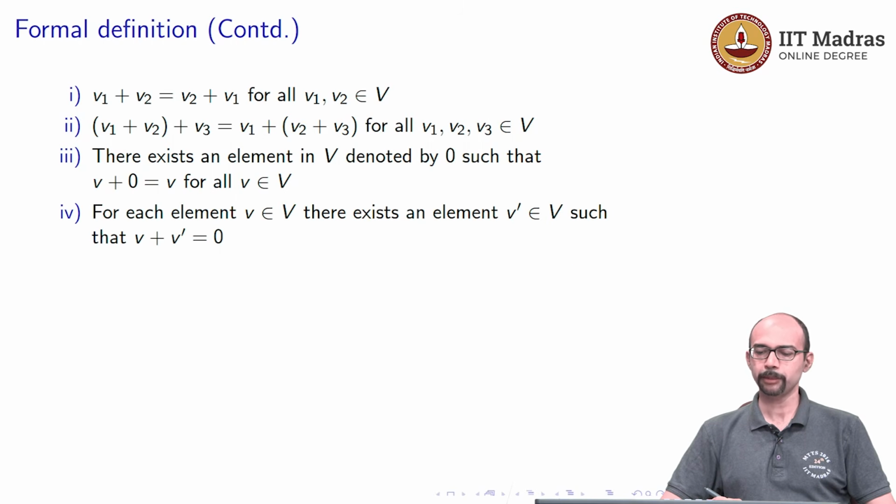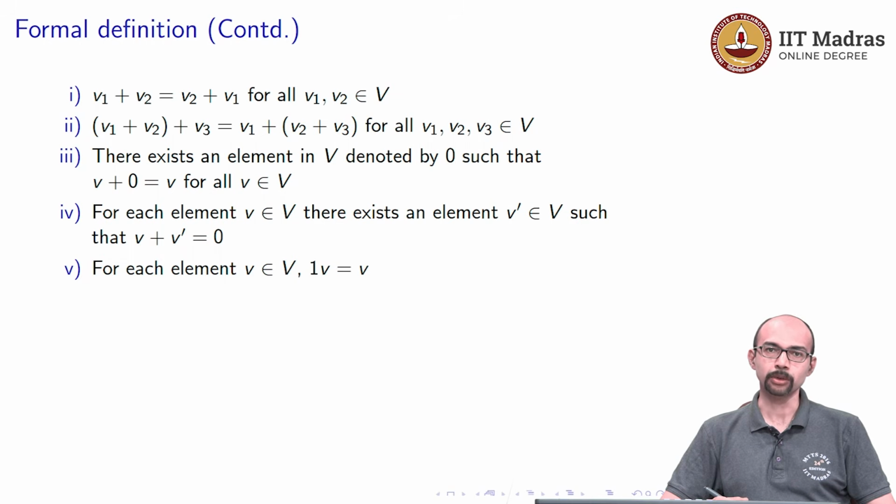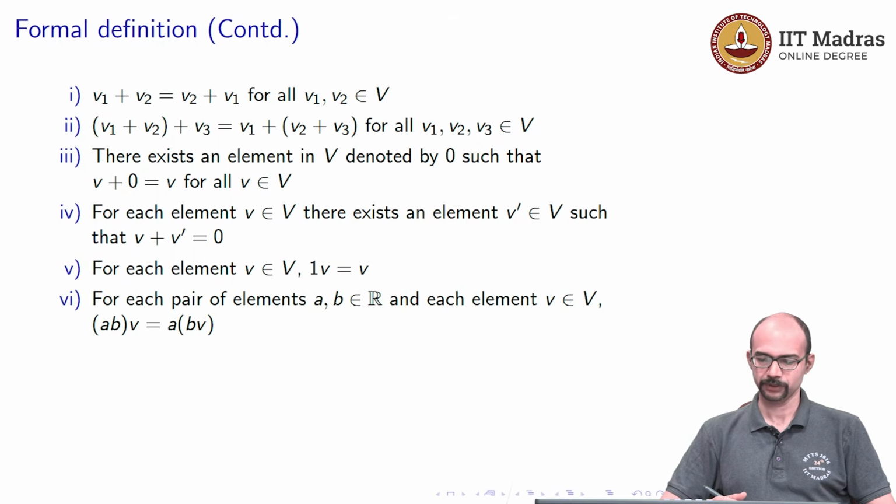Okay, so for every element V, there exists an element V prime such that V plus V prime is 0. This V prime is like minus V, playing the role of minus V. Next, for each element V in the vector space, 1 times V is V. What is this 1? This 1 is the 1 in the real numbers. And what is this 1 times V? This is scalar multiplication. We are scalar multiplying 1 and V, and the output is just V.